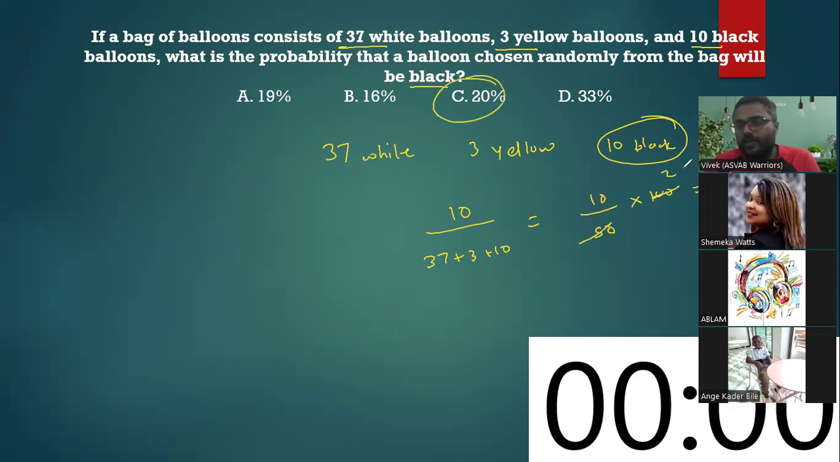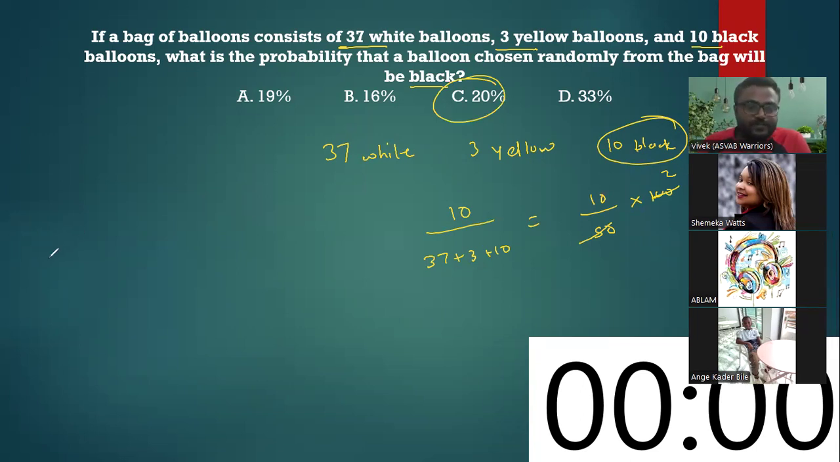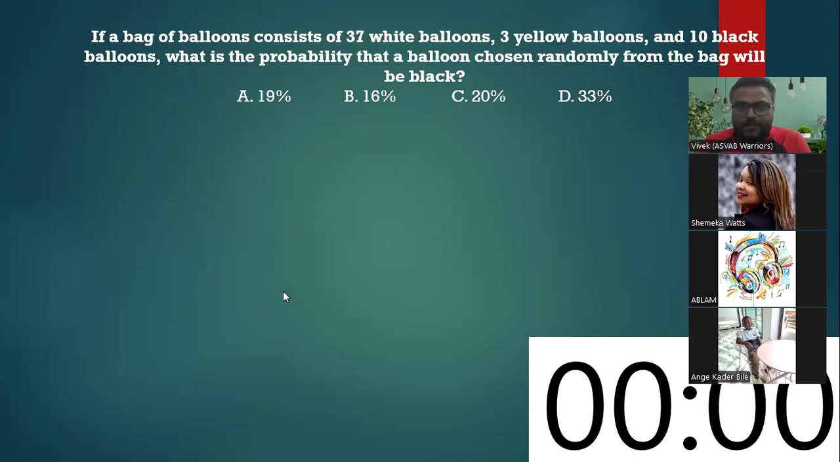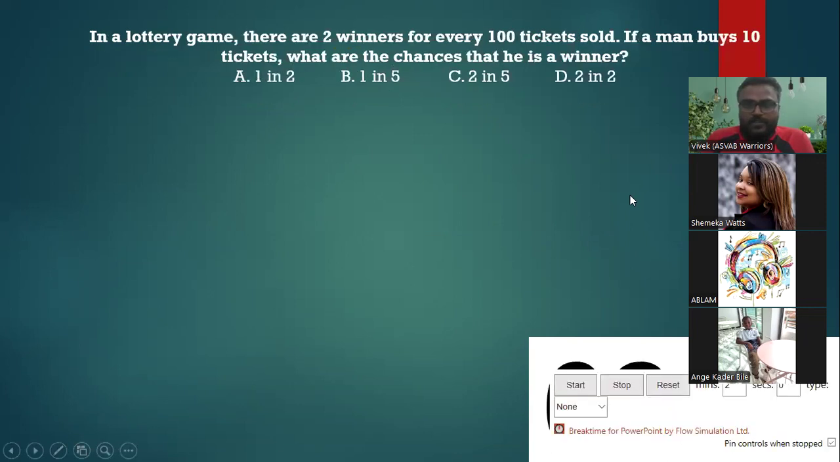Ablam, do you understand why it is 20% now? Yep, he got it, it seems. Let's move on to the next question. Your time starts in 3, 2, 1, go.